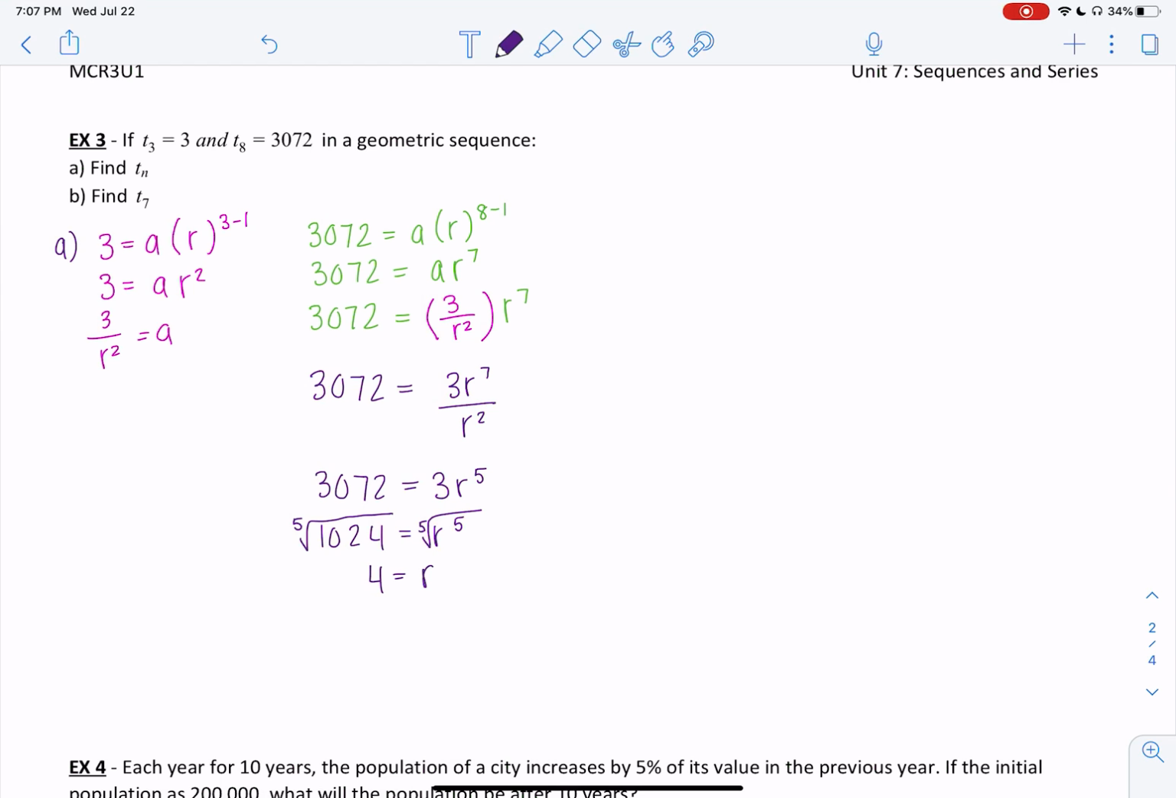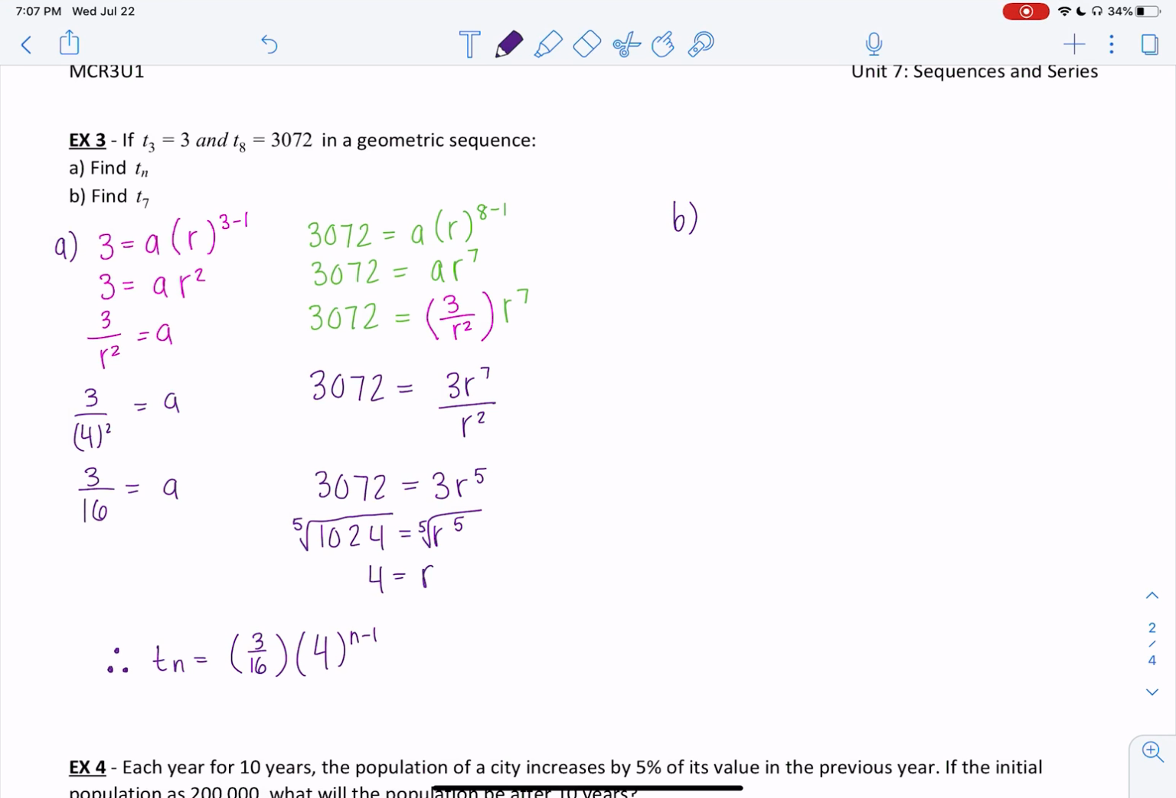So now I needed values for a and r. We're halfway there, we have r. So let's use that r value to find a. So that gives me 3 over 16 equals a. It's not a particularly nice number, but that's okay. So now we know that our general term, so our nth term, is equal to 3 over 16 times 4 to the n minus 1.